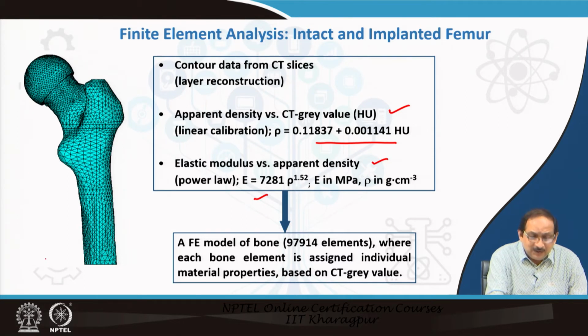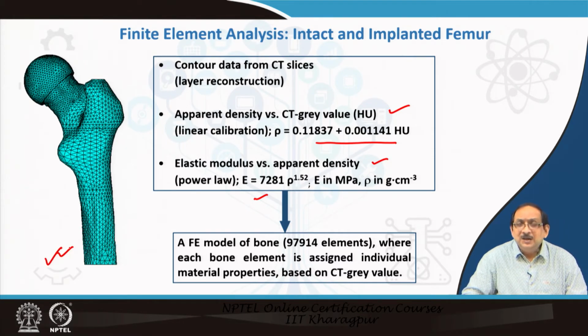Now, on the left you can see the finite element model of the intact femur. It contained 97,914 elements, and in this model each bone element was assigned individual material properties based on CT gray value.